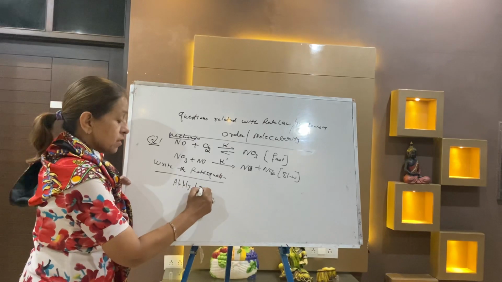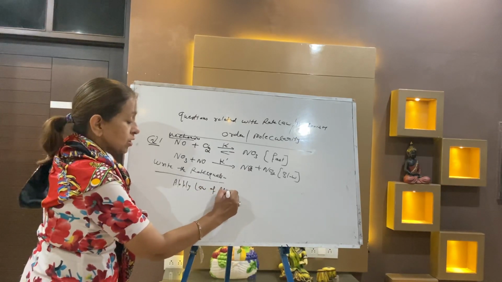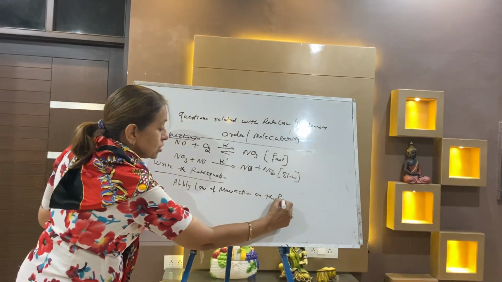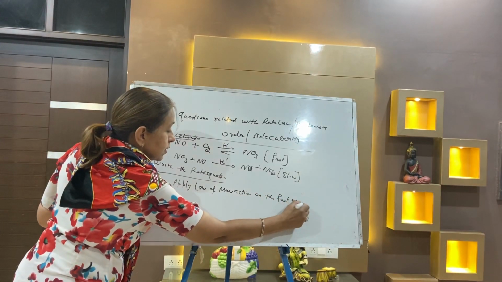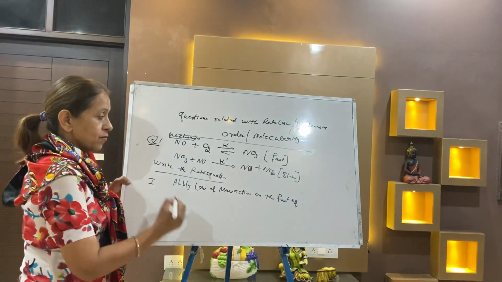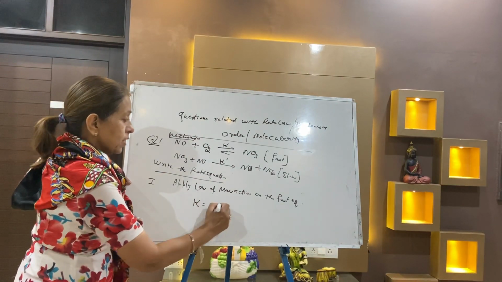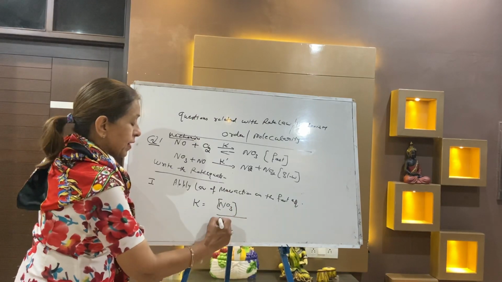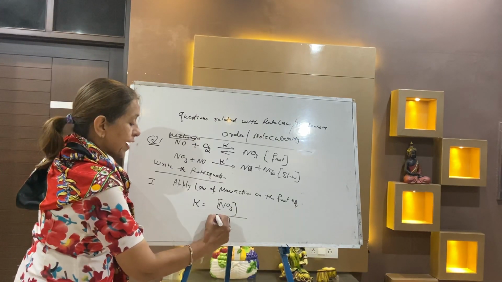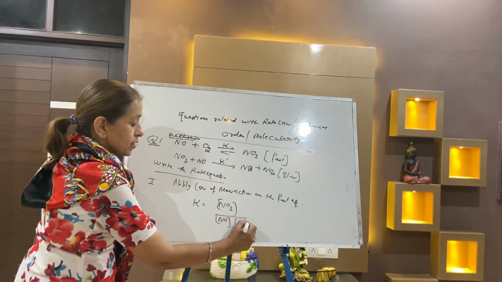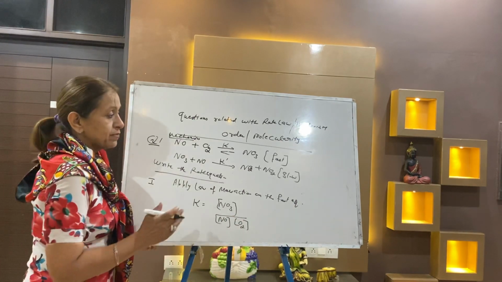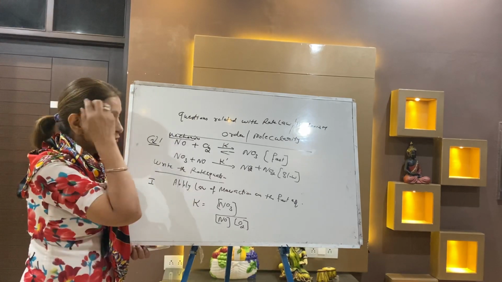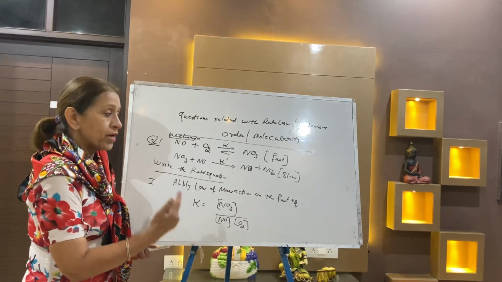First step is apply the law of mass action on the fast step. K is equal to the product concentration [NO3] divided by the reactant concentrations [NO][O2]. So this is the first step. When the first step is fast and the second is slow, always apply the law of mass action on the fast step.